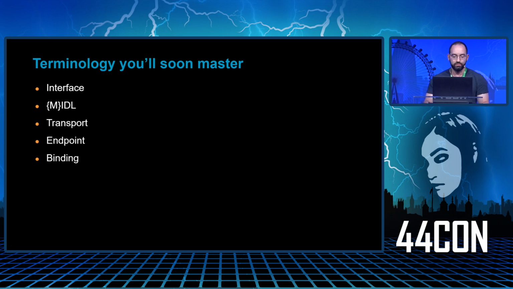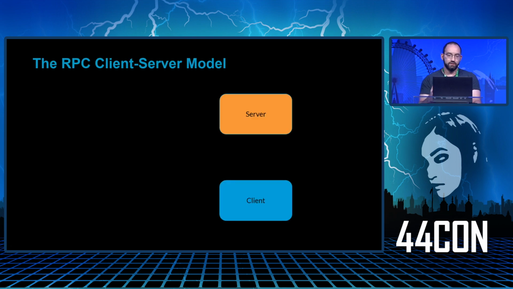Okay, so if I do my job correctly, by the end of this section, you'll understand the following terminology. We have the RPC interface, IDL and MIDL, and transport, the endpoint, and the binding. RPC works in a client and server model. The client calls a function that is exposed by the server. On the screen here, it's foo as an example, but in real life, it will be create service.